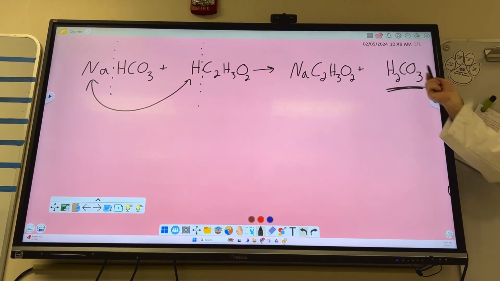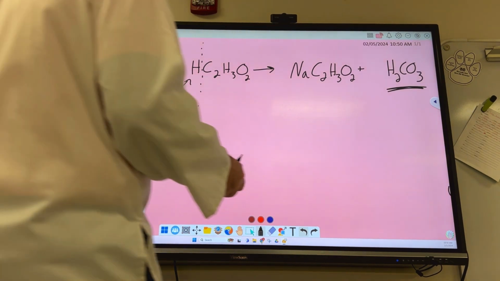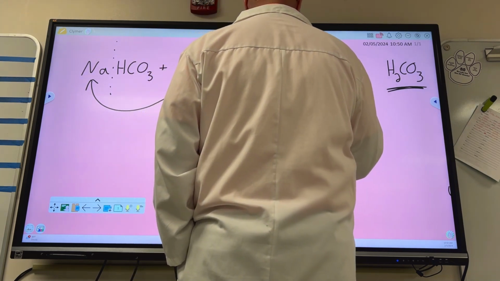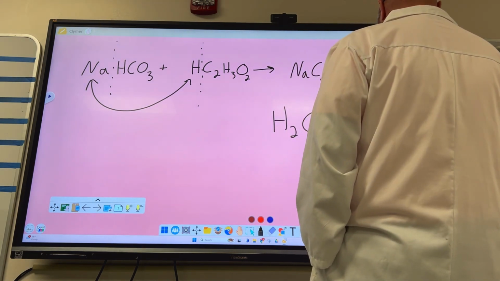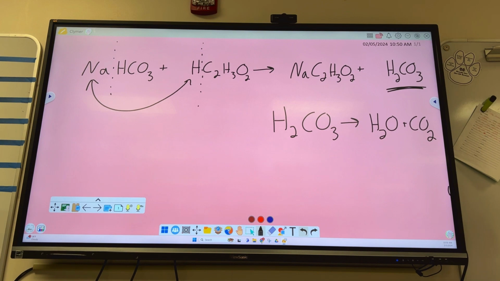So where on this right-hand side do we find carbon dioxide? Spoiler alert, we don't. However, look at rule number 2 for ionic compounds on your purple sheet. What happens if we form, in this case, I suppose we could call it hydrogen carbonate? What happens when that forms? It immediately does what? It decomposes into what? That is where our carbon dioxide is at.